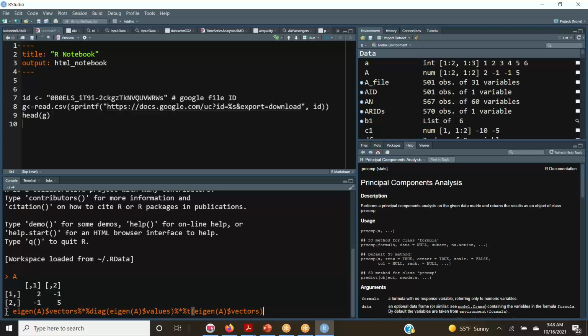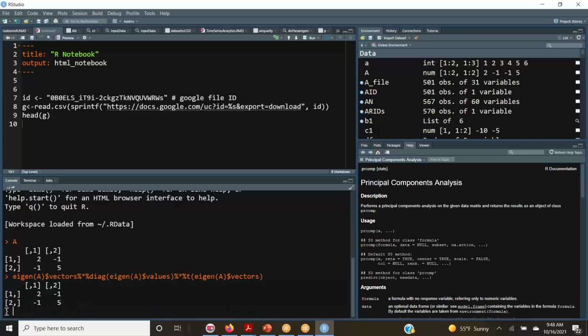Okay. So when I do this one, I should get back the original matrix. You see, even when I do this kind of multiplication, very complex, I got back the original matrix. It's because this is the matrix representation of the eigenvalue decomposition. That's all. That's why I wanted to show it to you.